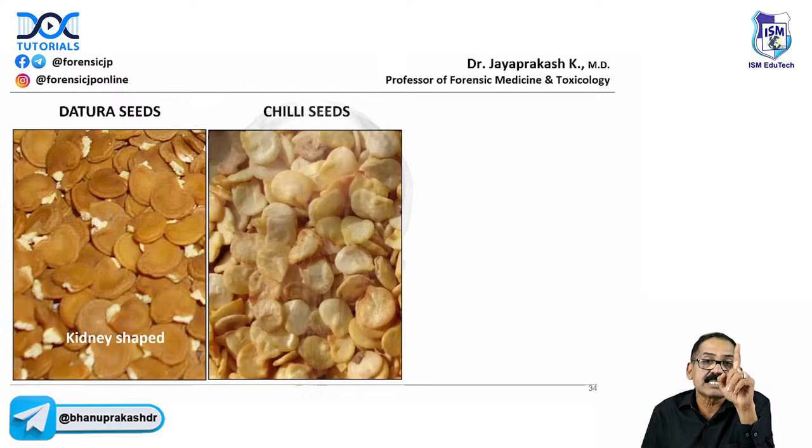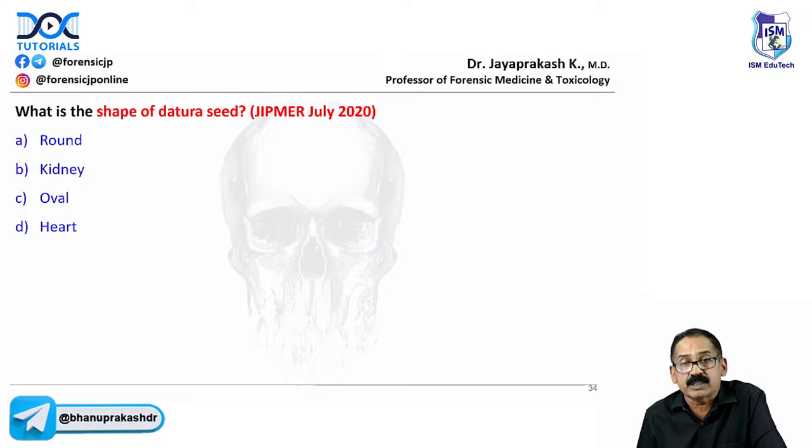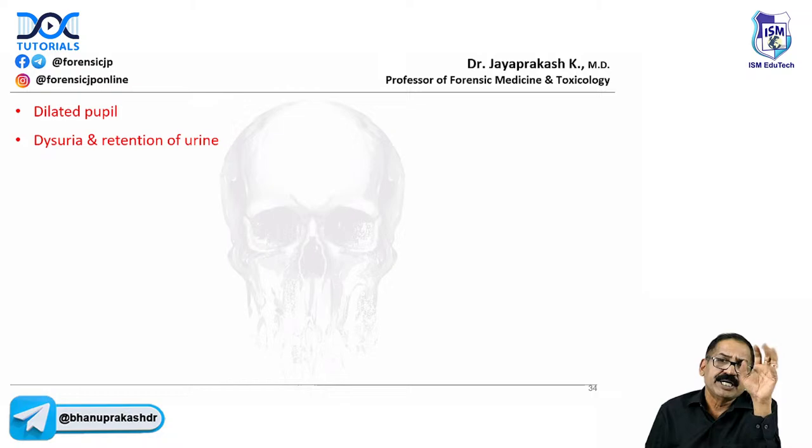Chili seeds are usually yellowish. Here it is yellowish brown. Okay. Which is the shape of Datura seed? Kidney. It causes dilatation of the pupil. Atropine, dilatation of the pupil. Dysuria and retention of urine.